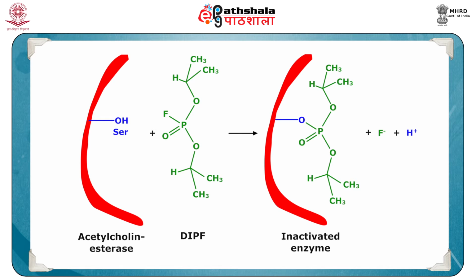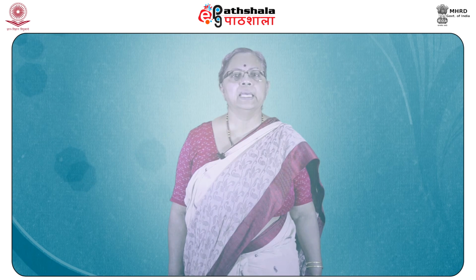Another example is the affinity labeling of a serine residue of the enzyme acetylcholine esterase with DIPF. DIPF is the abbreviation for diisopropyl fluoridate. DIPF selectively alkylates a serine residue. As this residue is important in the enzyme mechanism, the enzyme is thus inactivated.